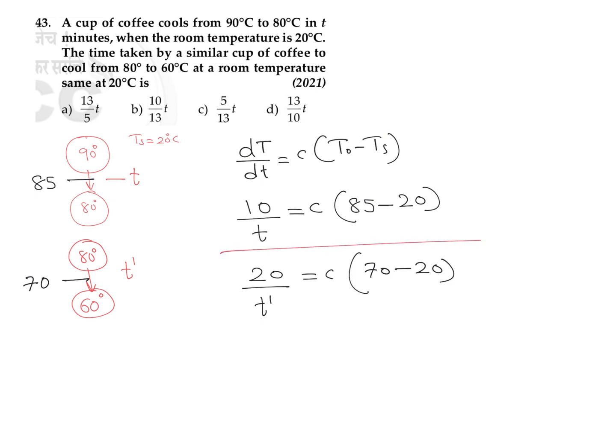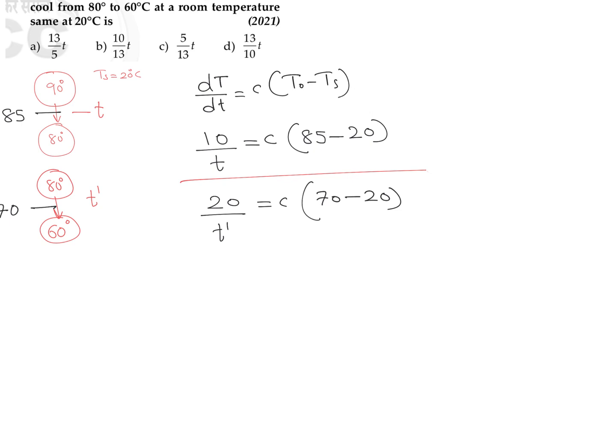Now we can divide these two equations. When dividing, the term related to the constant cancels. So we write 10 divided by 20, which is 1 by 2, and t comes in the numerator, so it is t dash divided by t divided by 2, equal to, the constant cancelled, 85 minus 20, which is 65, divided by 70 minus 20, which is 50.